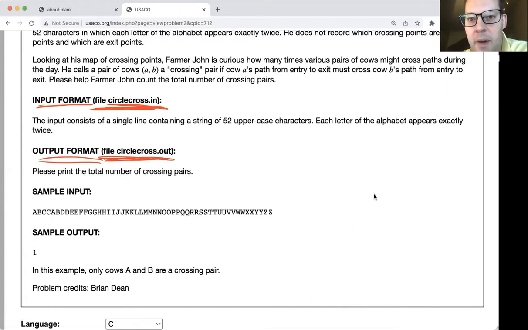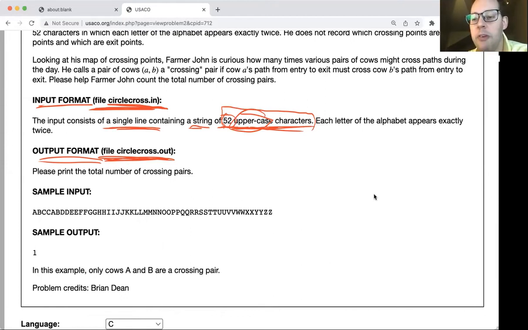Okay, so the input format. The input consists of a single line containing a string of 52 uppercase characters. Now, one thing you can always rely on when they've told you something like this is that they're going to be uppercase characters and 52. We don't have to worry about bad input. We don't have to worry about whether there's 51 characters or 53 characters, or some of the letters being lowercase. If they tell you that's the input format, you can trust them. This is exactly what we're going to get: 52 uppercase characters. We don't have to sanitize it or check for it. We can just rely on getting exactly that input.